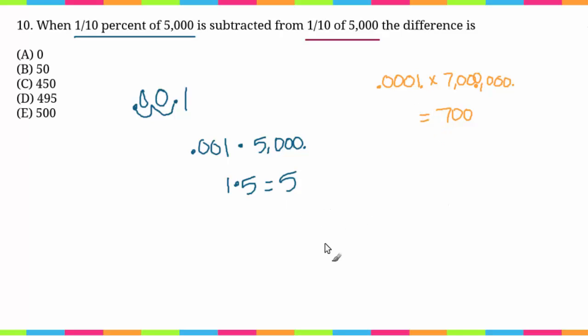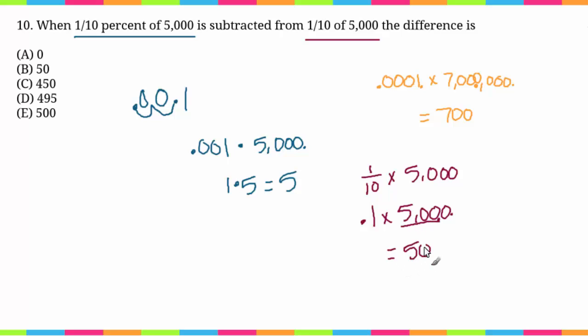Okay, so going back to the problem. We figured out that this equals 5. Now let's go ahead and figure out what this number here is. So again, we have 1/10, and we have of, which means times 5,000. Just to keep it consistent, let's use the same trick. So we have 0.1 times 5,000. We're going to move this decimal place 1 to the right, and we're going to move this decimal place 1 to the left. So this 500 is left, and that tells us that this equals 500.